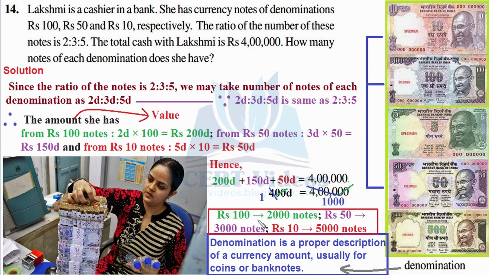Therefore, rupees 100 notes: 2 into 1000 gives 2000 notes. Of value rupees 50, 3 into 1000 is 3000 notes. And at last we have 5D that represents rupees 10 notes, so 5 into 1000 is 5000 notes. Therefore, with proper understanding of the question we have come to an answer, and we have successfully found the total number of notes of each denomination. In this way we visualize a problem and try to find our answer, and a question becomes easy to solve. That completes question number 14.